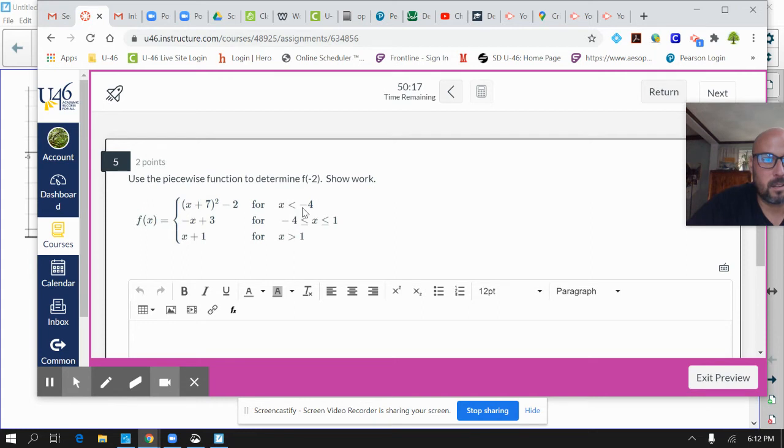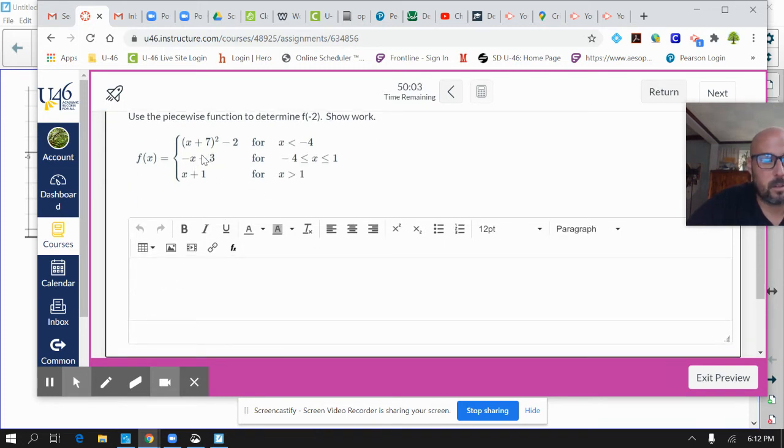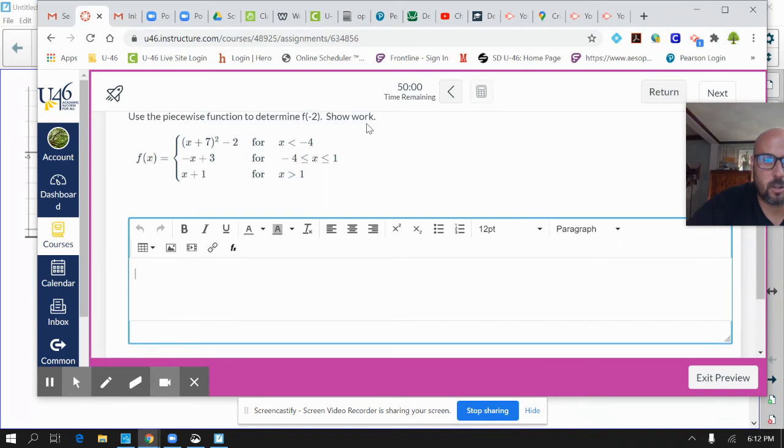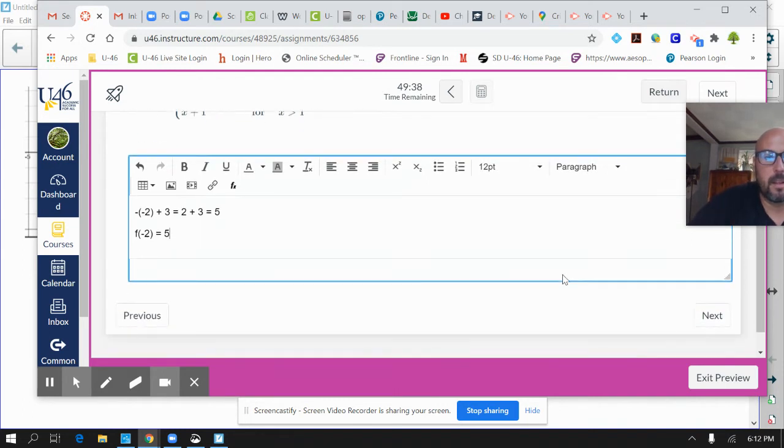Is -2 less than -4? No. Is -2 greater than 1? Nope. -2 is less than 1, but also greater than -4. So -2 belongs in this piece. And that's great. If you could do this in your head, I believe you can, but I asked you to show work. So if you want full credit, show work. And this is what you do. Show me that you are plugging in -2 into that piece. And that equals 2 plus 3, which equals 5. Full credit, you're done. If you want to go the extra mile, you could say this, which is totally true, but you don't have to. 5 for that one.